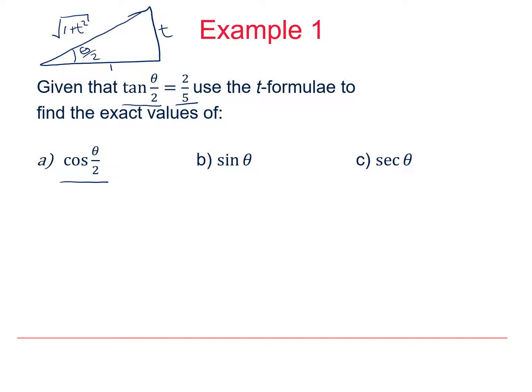Cosine is going to be the adjacent, which is 1, over the hypotenuse, which is the square root of 1 plus t squared. I'm told that t is 2/5, so that's going to be equal to 1 over the square root of 1 plus 2/5 squared, 4/25. And if I multiply both numerator and denominator by 5, I can then move that inside my square root and it becomes 25, so I end up with 25 plus 4, root 29.